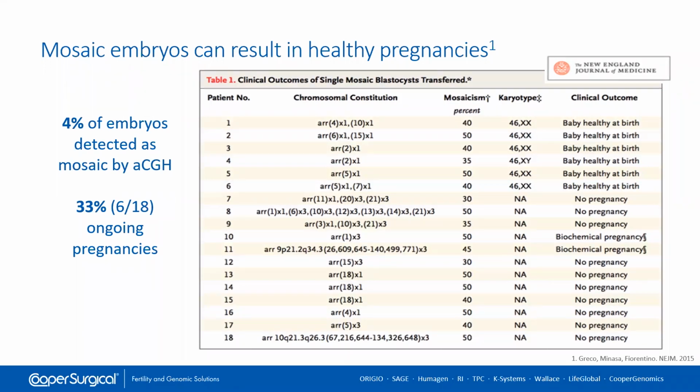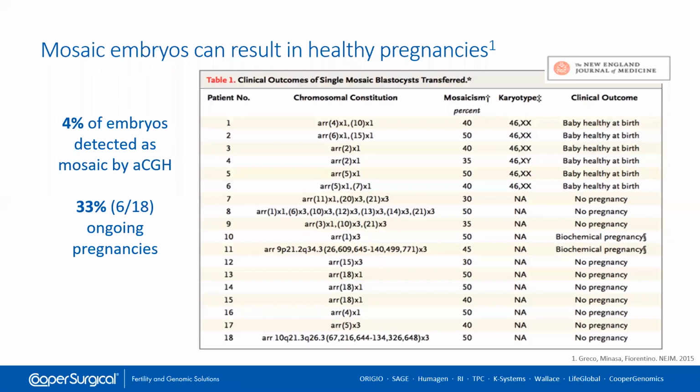Now, one thing I want to highlight, as I've just mentioned before: by array CGH, only 4% of embryos were detected as being mosaic. So a reduced sensitivity to mosaic load. Nonetheless, they transferred embryos which they considered to be below 50% mosaic, and they had a 33%, or 6 out of 18, ongoing pregnancy rate. That is reduced from what we've seen before at the 69% pregnancy rate, but it's not none.